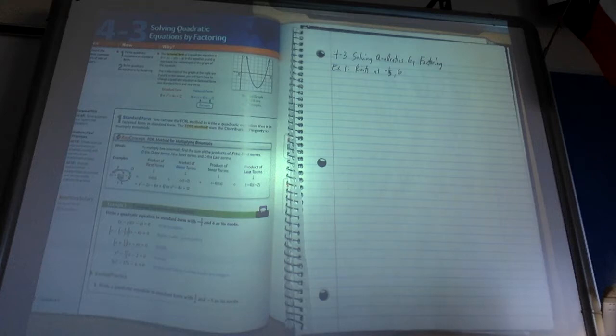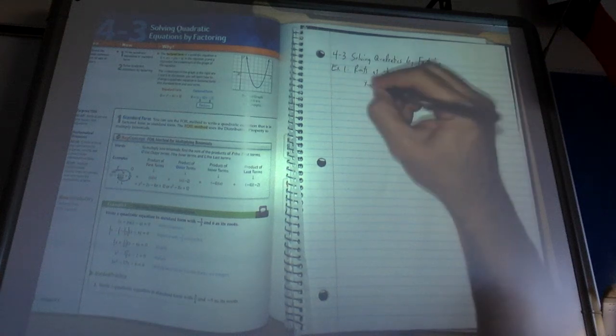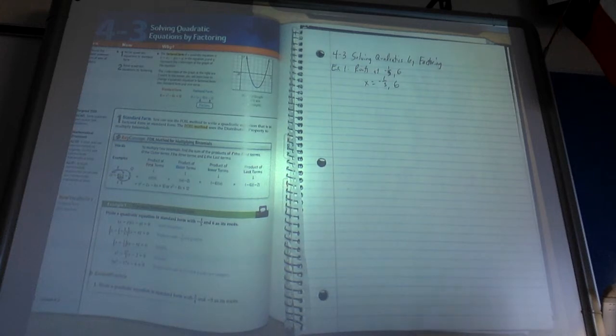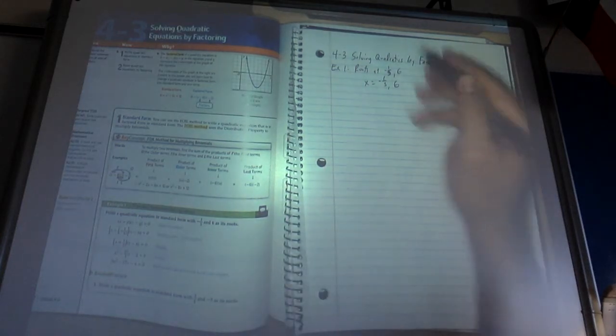We're going to jump to example 1. I'm going to show you real quick how to write a quadratic equation when they give you the roots. So if it said that we have roots at -1/3 and 6, then this is how we do it. There's a little formula in your book on page 240 in example 1. I'm just going to go ahead and show you how to do it.